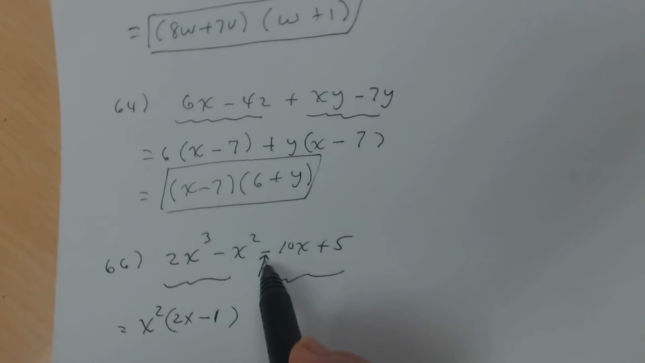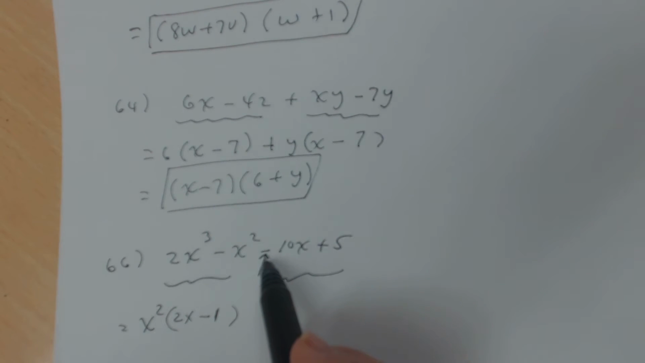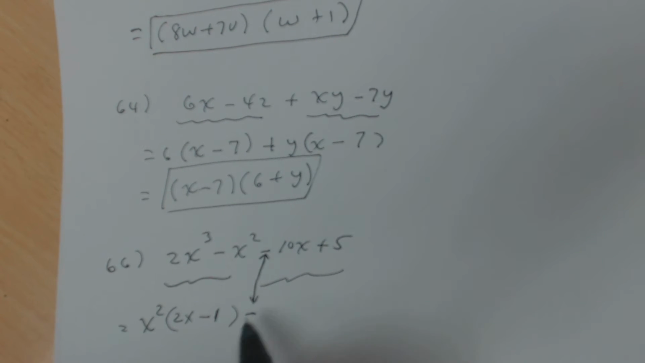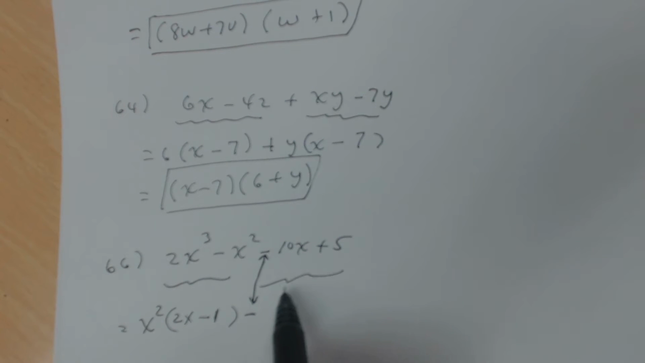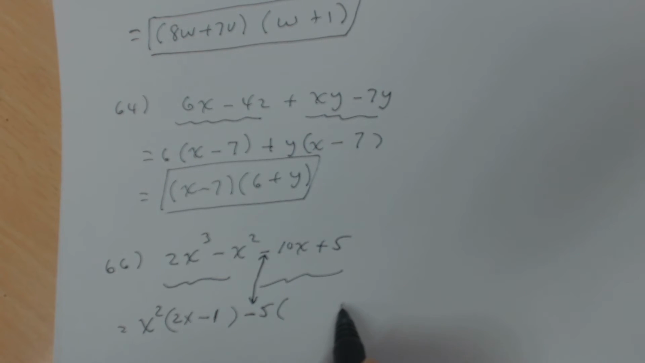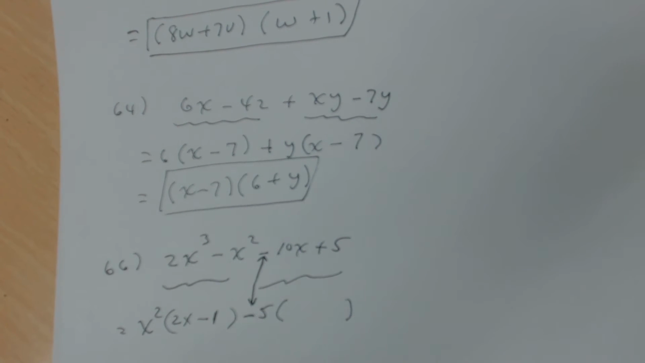Okay, so you see how that third term, the sign is negative? So what you want to do is factor out a negative GCF from here. So the GCF of negative 10x and 5, if you're going to take out a negative, is a negative 5. So you're going to factor out a negative 5.